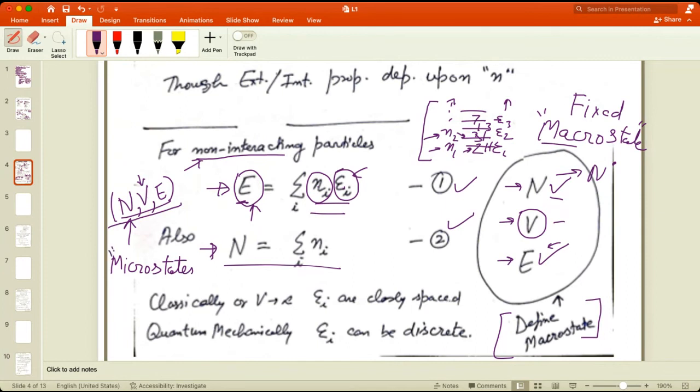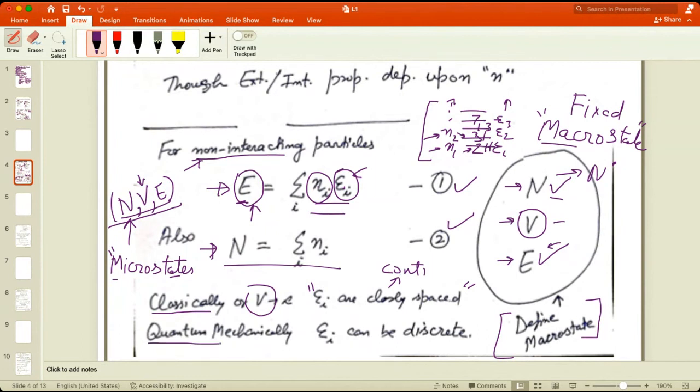So those are called microstates. A given macrostate can have a large number of microstates. Further, a couple of comments. If you look classically, your volume is usually very large because we are dealing with macroscopic or bulk material. So these energy levels, or energy eigenvalues, are very closely spaced, or ideally basically a continuous function of energy, right?